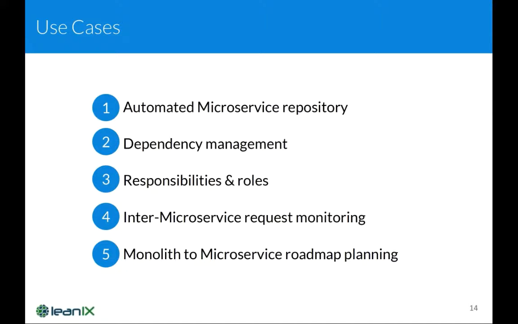Second is about dependency management. I'll show an example of a shop system and how you can see how different services interact with each other on a single view. Third one is the roles we just talked about. Fourth one goes into metrics, so we monitor requests between microservices. And the fifth is how you as an enterprise architect can plan the roadmap towards a microservice architecture coming from a monolithic structure.